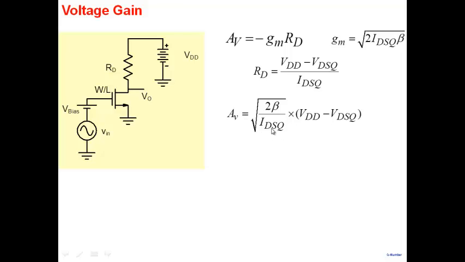By the way, how do I decrease IDSQ? I just decrease the bias voltage. If I decrease the bias voltage, I have less gate to source voltage here, and the current will drop. Okay, so that's one way in which we can increase the gain.